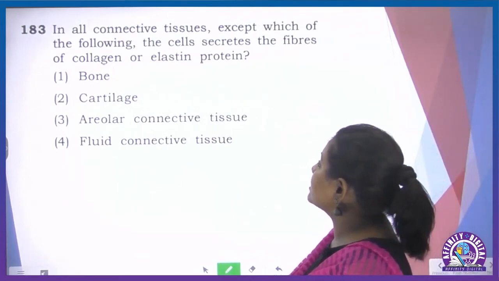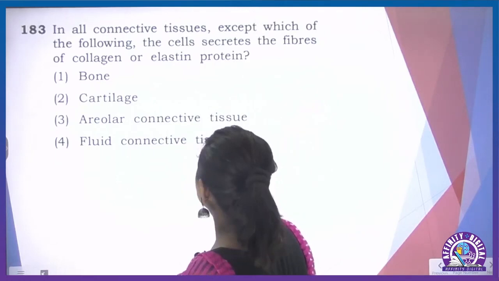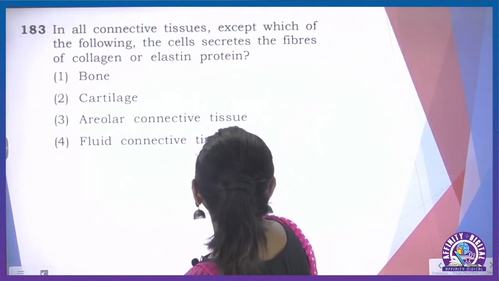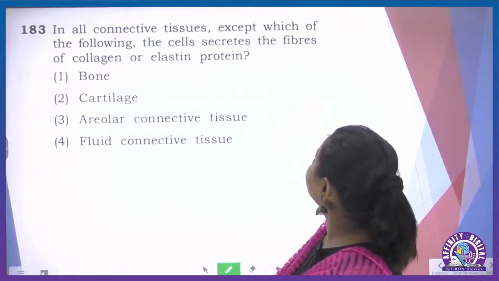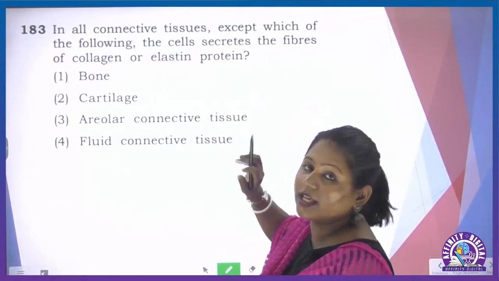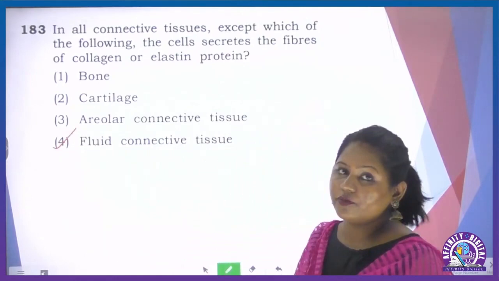Next is 183. In all connective tissue except which of the following, the cell secretes the fibers of collagen and the elastin protein. So except which of the following, toh kaun se mein secrete nahi hota hai, ye cell secrete nahi karta hai collagen and the elastin fiber. It is of course the fluid connective tissue and because of which its matrix is fluid. So it is the option 4.